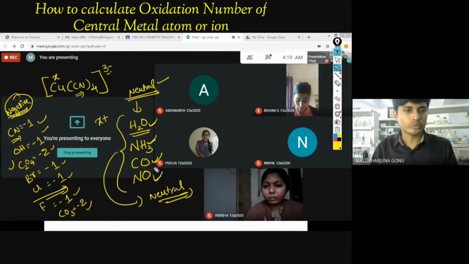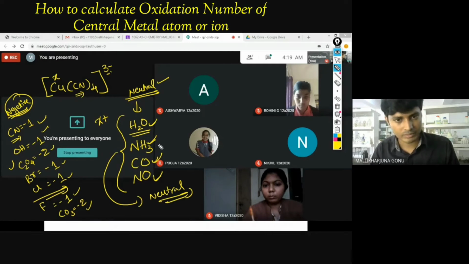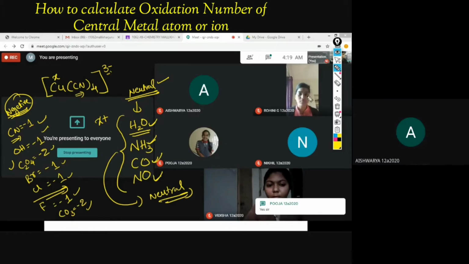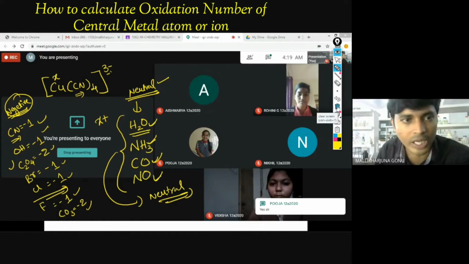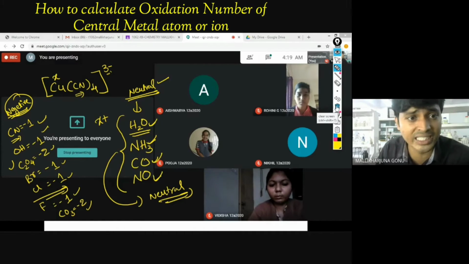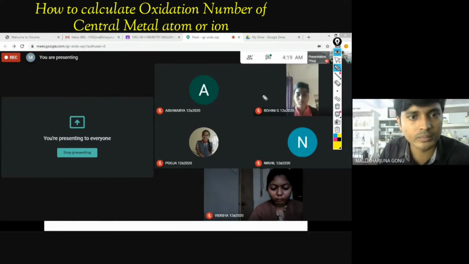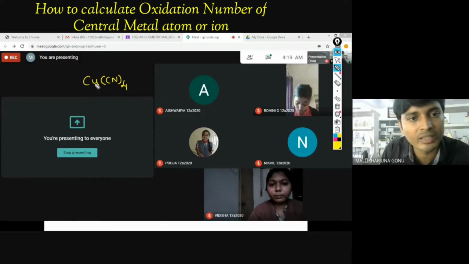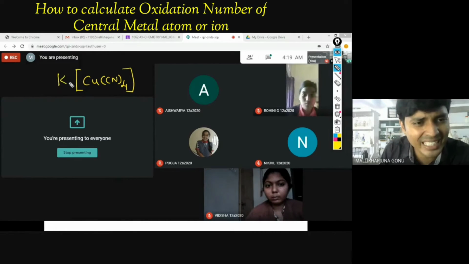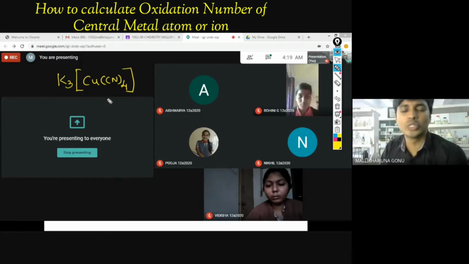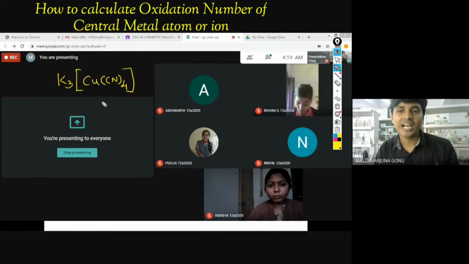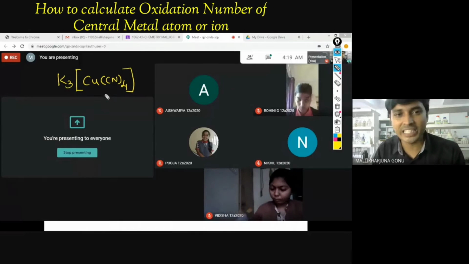Now, I hope all of you have written. Aishwarya, have you written? Okay. Now we will see how to calculate for this compound: Cu(CN)4, 3 minus. Just for example, this is a coordination compound they have given you, and they ask you what is the oxidation number of copper.